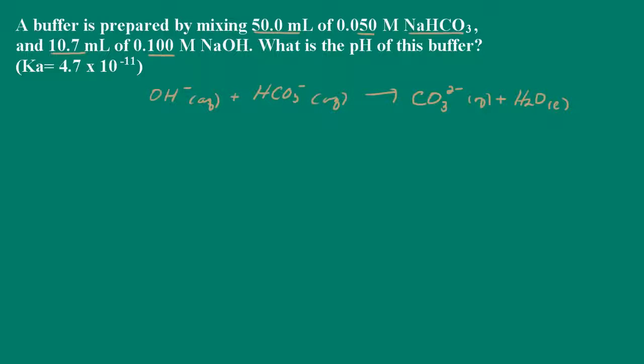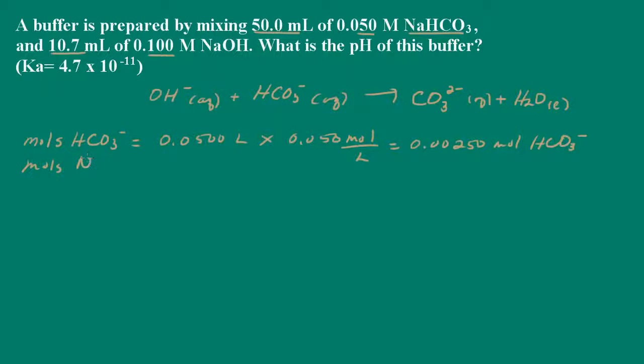Now, first thing we need to do is find the number of moles of each species that's involved here. So the moles of bicarbonate ion are going to be equal to the volume in liters times the molarity of the bicarbonate ion. And that will be 0.0025 moles of bicarbonate ion.